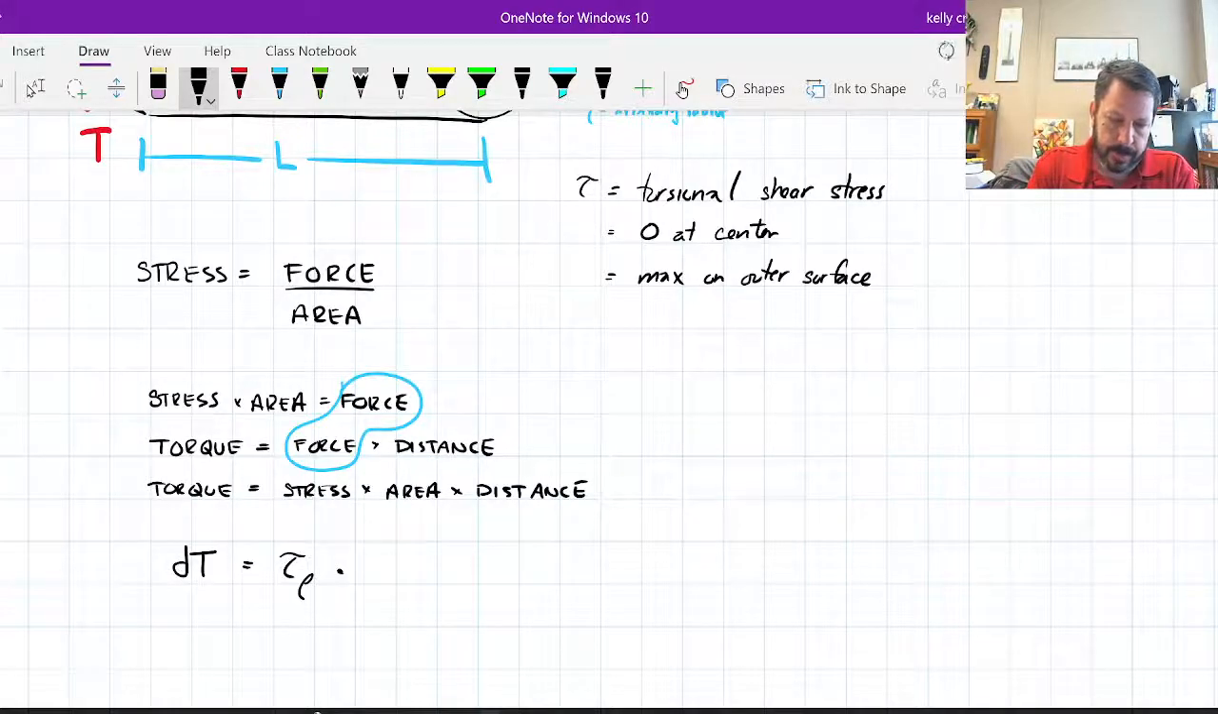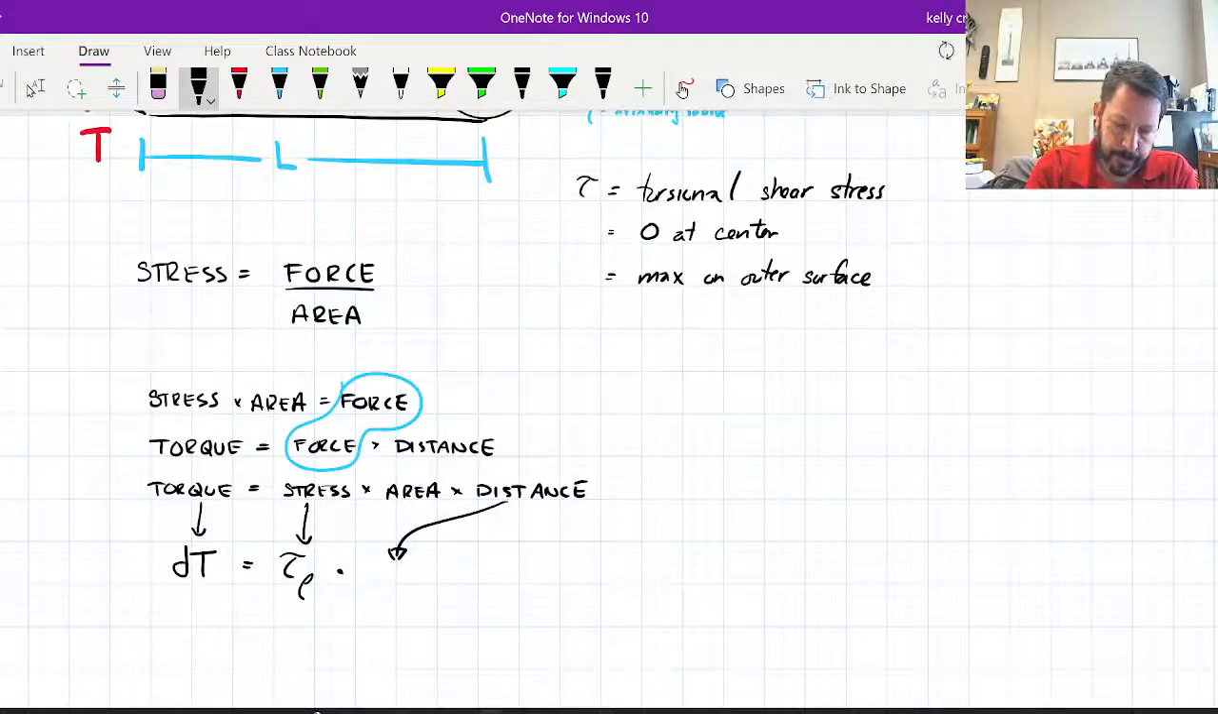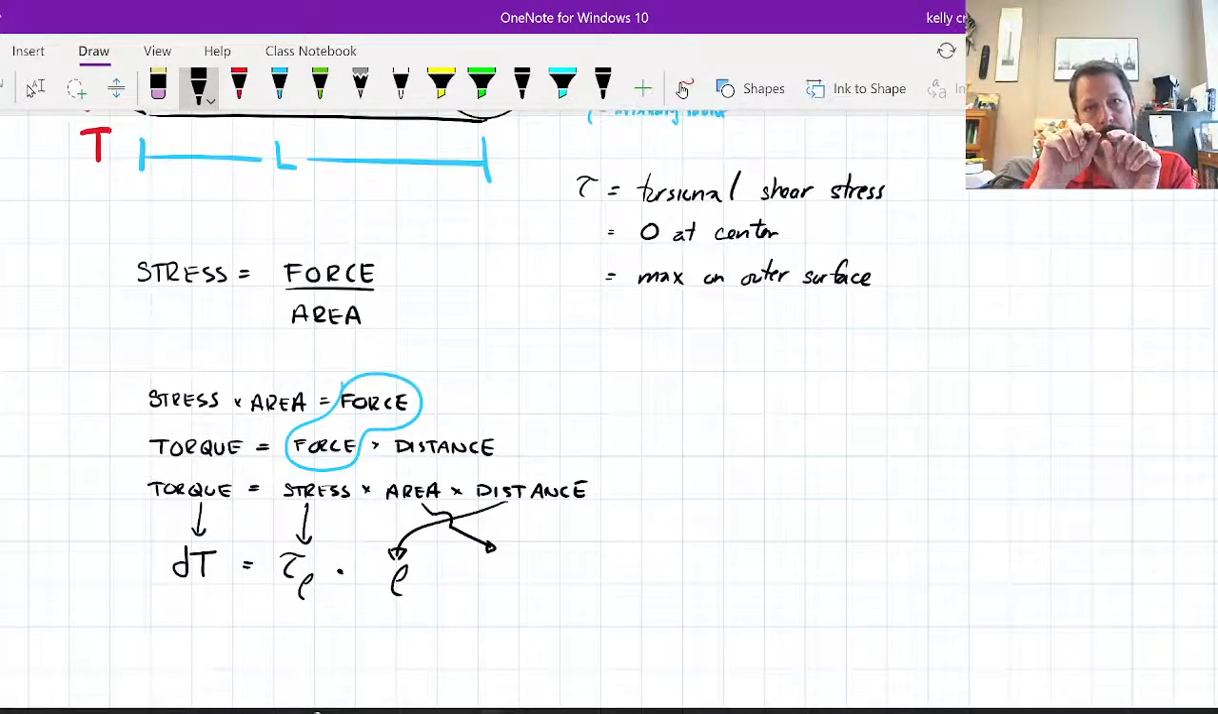Times the, let's go ahead and do that's stress. So torque is there, stress is there. Let's actually put distance next. So distance is going to be here. The distance is measured from the center outwards. That's rho. And then the area we'll put over here. I'm talking about a little differential ring, so this is a differential area, dA.